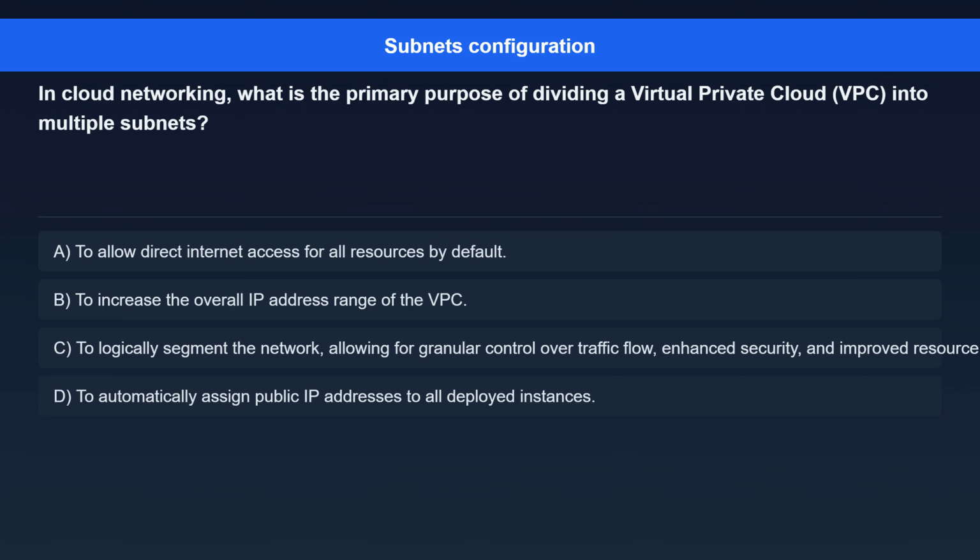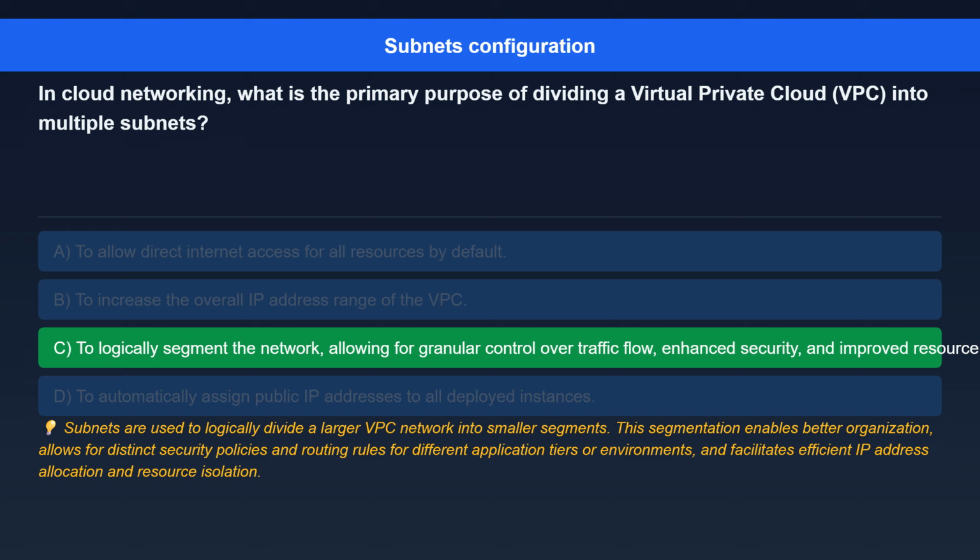Question 1. In cloud networking, what is the primary purpose of dividing a virtual private cloud (VPC) into multiple subnets? Option A. To allow direct internet access for all resources by default. Option B. To increase the overall IP address range of the VPC. Option C. To logically segment the network, allowing for granular control over traffic flow, enhanced security, and improved resource management. Option D. To automatically assign public IP addresses to all deployed instances.